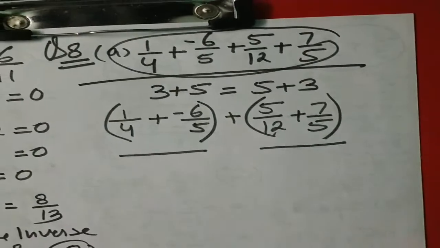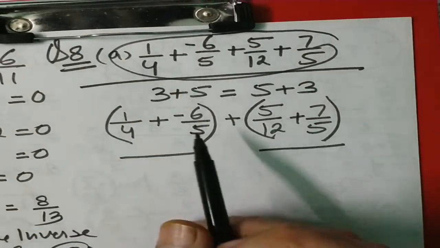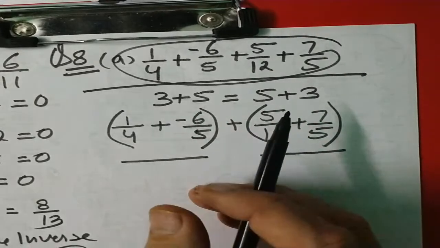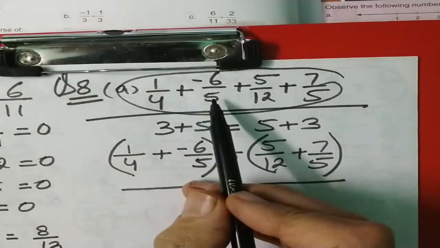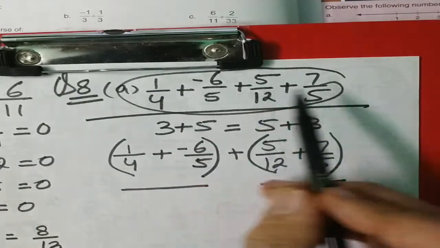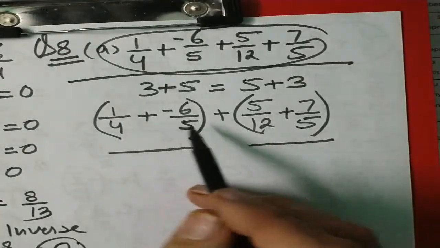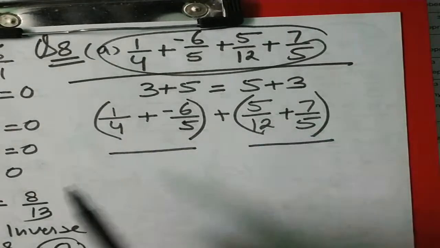If you have understood, type your answer. What did I do? I am changing the order of addition. I can add in any way. I can add 1 upon 4 and 5 upon 12, and minus 6 upon 5 and 7 upon 5 also. So I am adding the first and second numbers, and the third and fourth numbers.